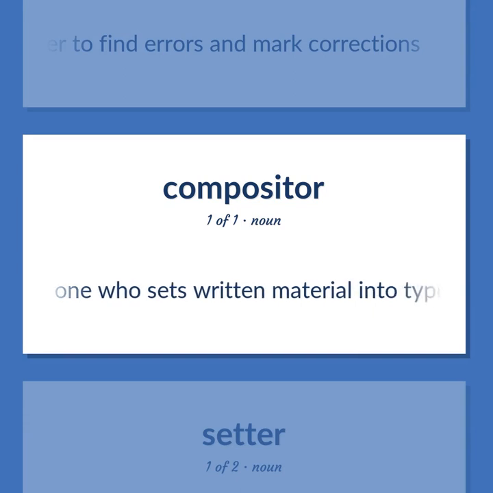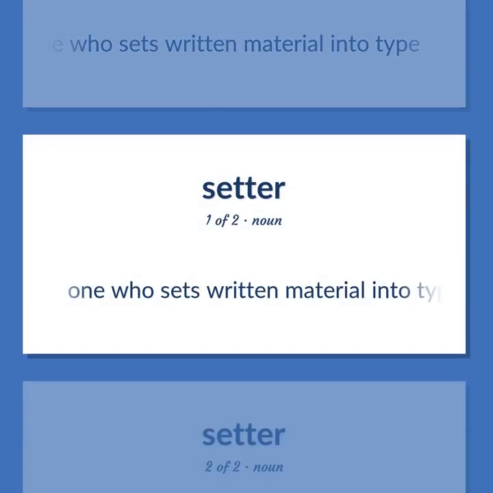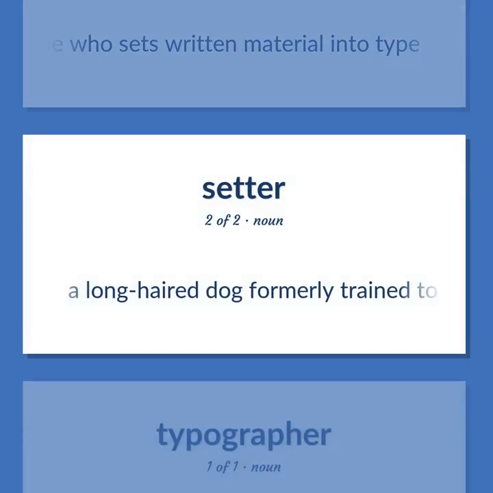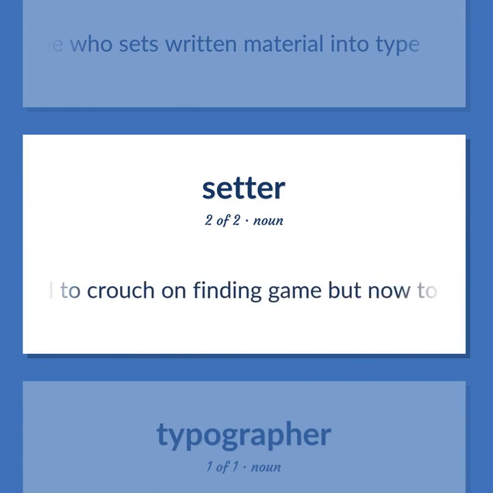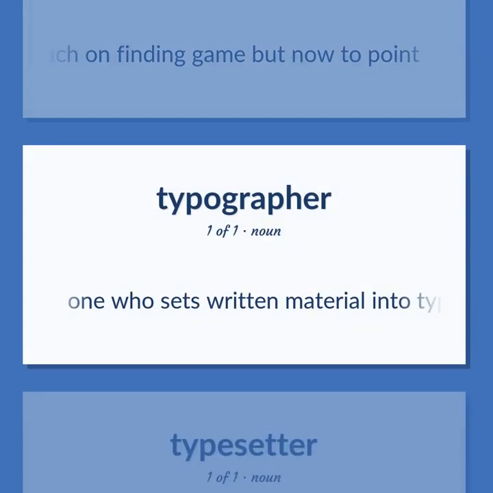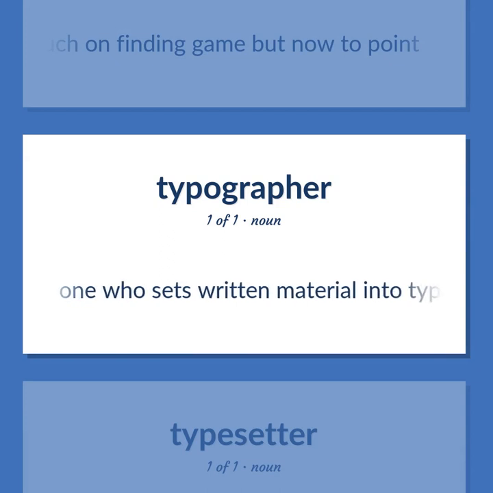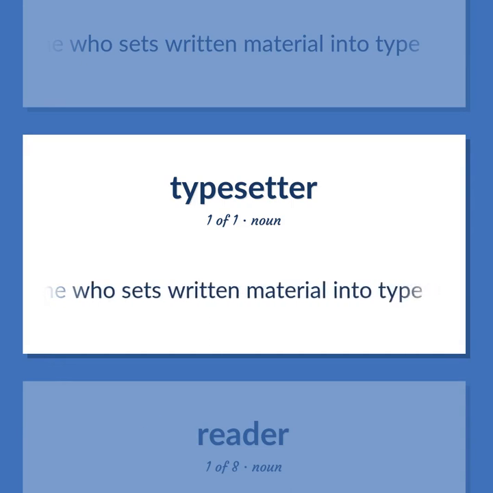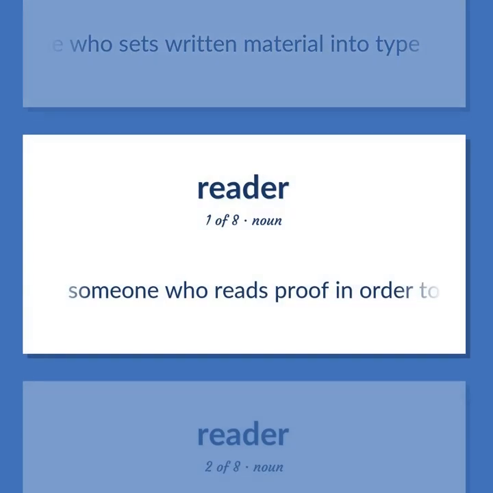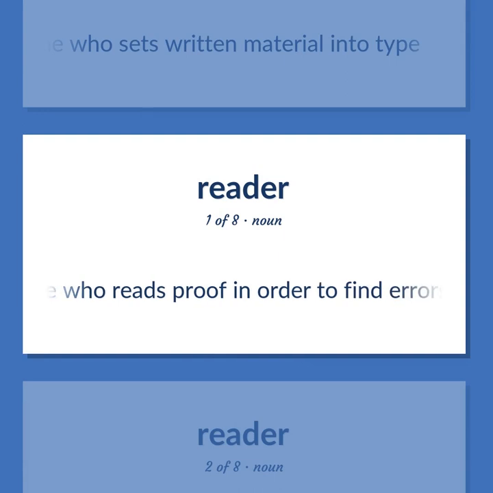One who sets written material into type. A long-haired dog formerly trained to crouch on finding game but now to point. One who sets written material into type. Someone who reads proof in order to find errors and mark corrections.